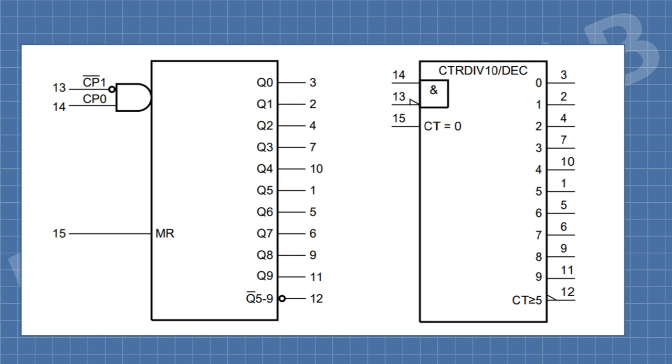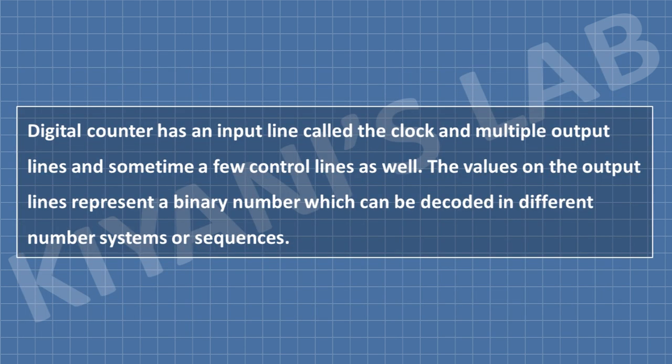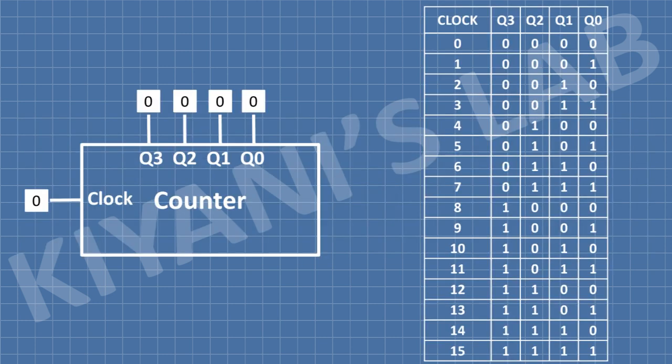These are the logic symbols of CD4017 IC. A digital counter has an input line called the clock and multiple output lines, and sometimes a few control lines as well. The values on the output lines represent a binary number which can be decoded in different number systems or sequences. So this is the counter. Whenever it receives a clock signal, its output value is incremented by 1. The value on the output represents a binary number.